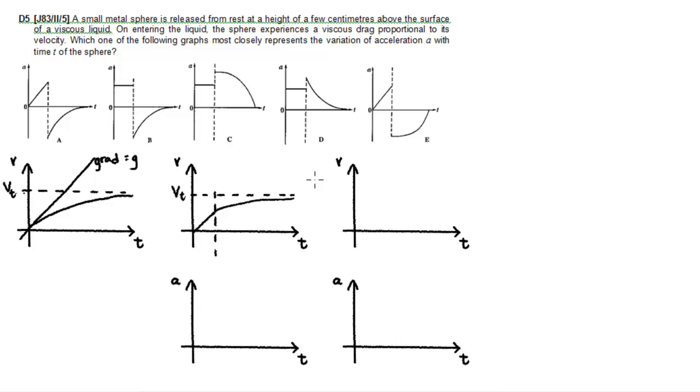We know that the gradient of the velocity time graph gives the acceleration time graph. So while free falling, the acceleration time graph is just a horizontal line at acceleration equals g, equals 9.81 meters per second squared.